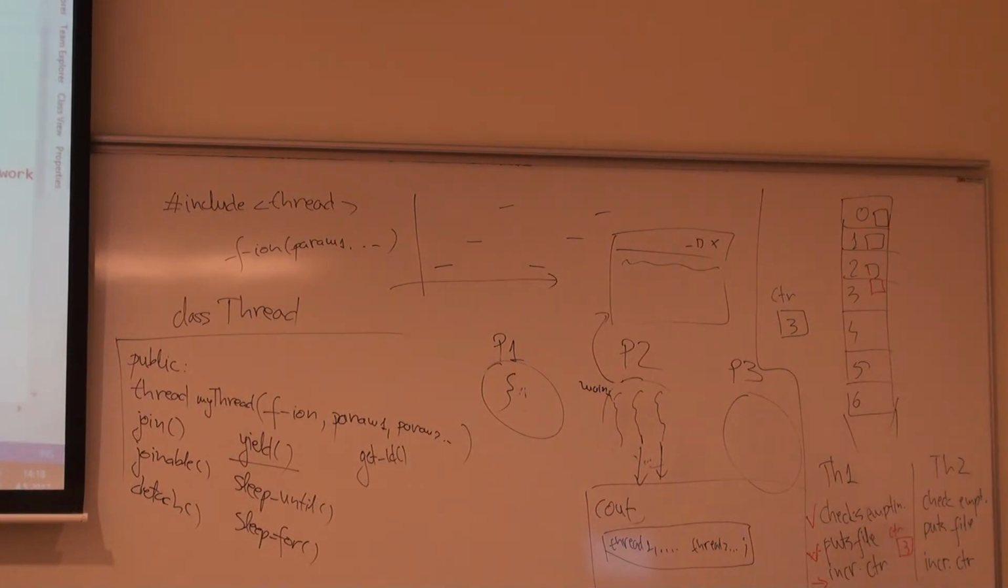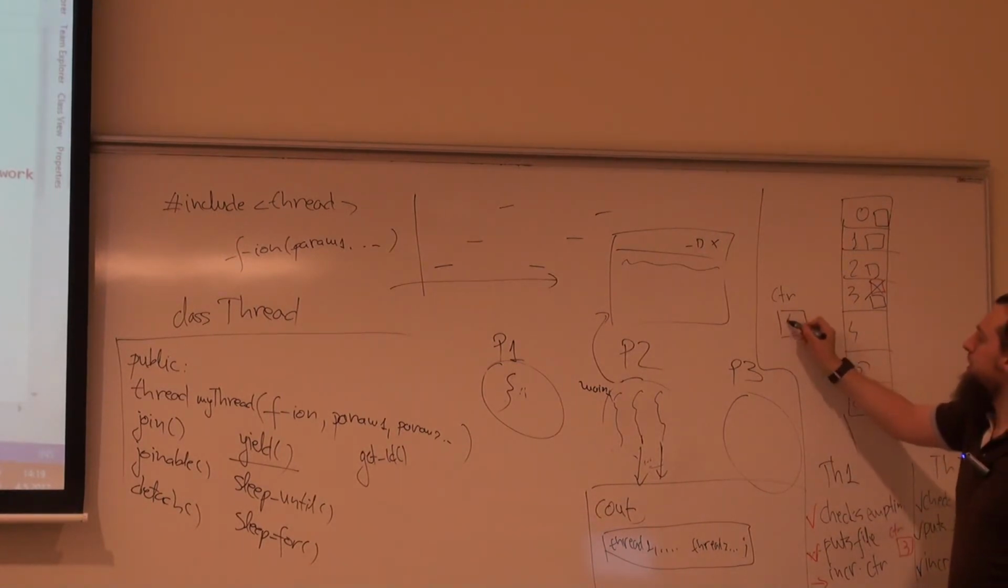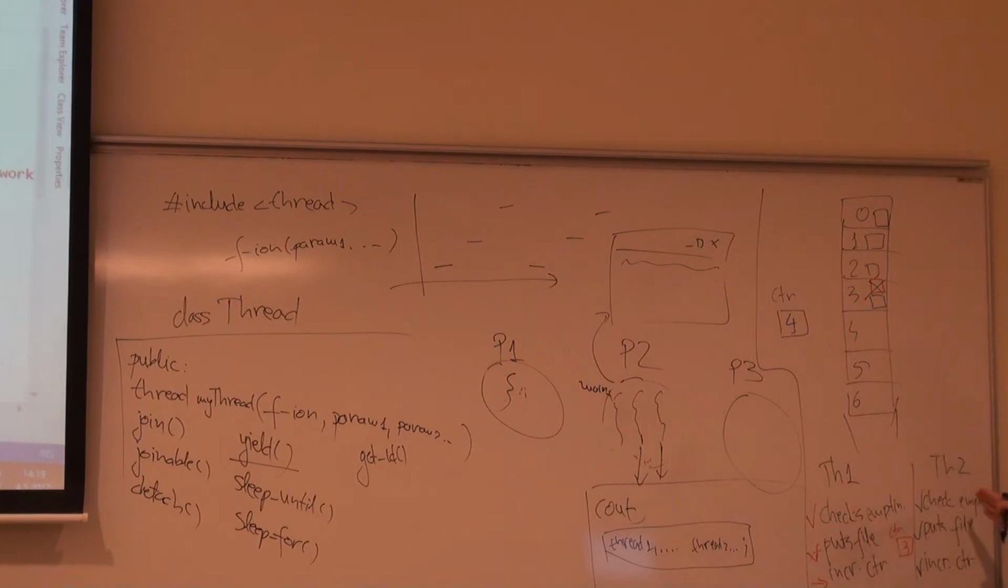So this guy now starts, also checks emptiness, and he says, okay, it's empty. This is done. He puts his file there, but when he puts his file there, this guy's file is erased, and he puts his file there. Okay? This is done. He increments the counter, so the counter is going to be 4 here. Okay? Now the operating system says, okay, enough of thread 2. Let's go with thread 1. And thread 1 starts.